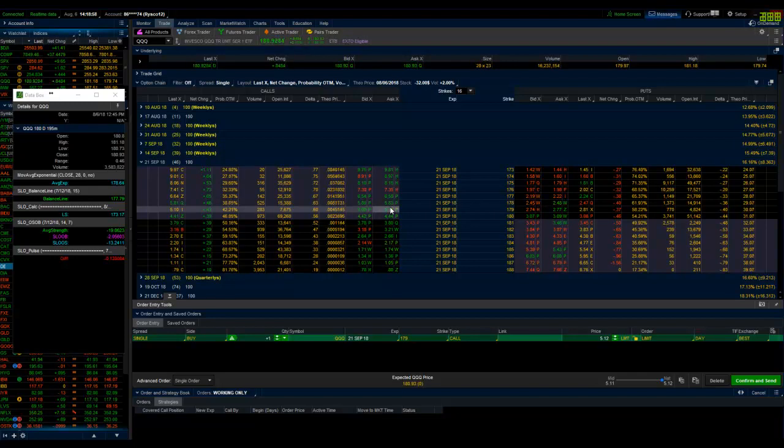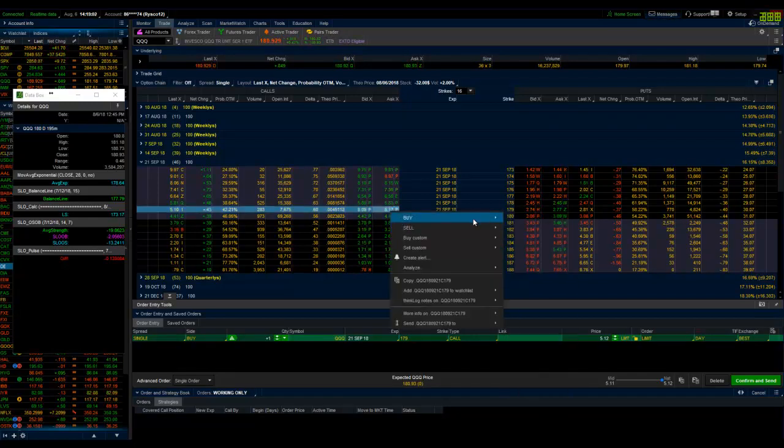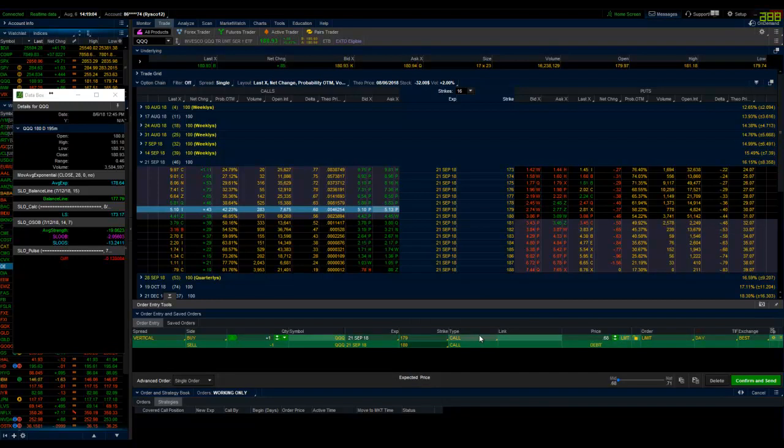Let's go ahead and take a look at buying the 179 call. So I'm going to right click on it, go to buy, and go to vertical. Our criteria states we want to buy the option that's one strike in the money from the entry point on our chart, and then we also want to sell the strike closest to the second target.